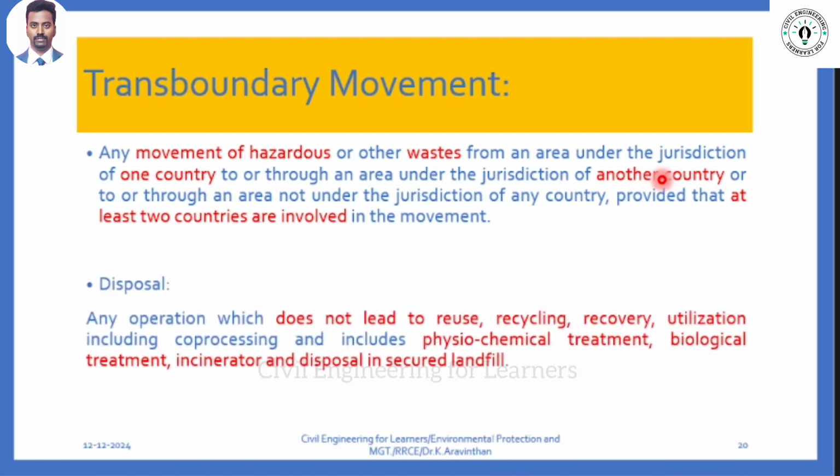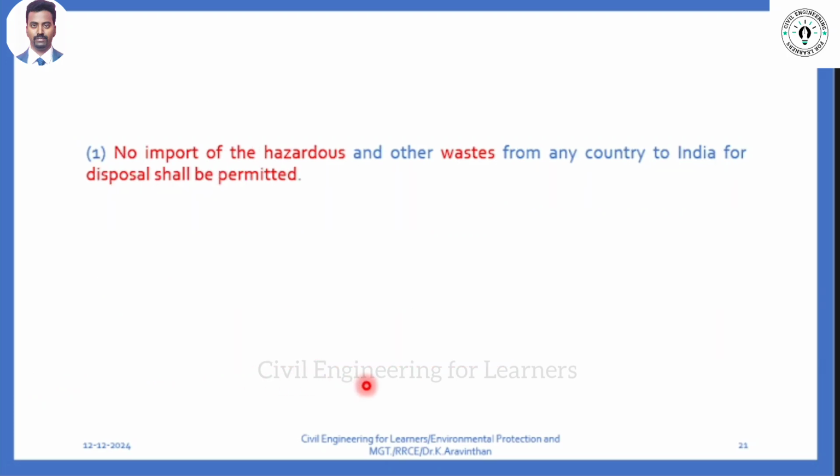Now, disposal. The last thing they can do with hazardous waste is dispose of it. They should not generally dispose of hazardous waste. Instead of disposal, what they can do is reuse, recycle, recovery, utilization, etc. If the hazardous waste cannot be reused, recycled or recovered, then they can finally go for disposal: physicochemical treatment, biological treatment, incineration and disposal in a secured landfill. So these are the things they can do.